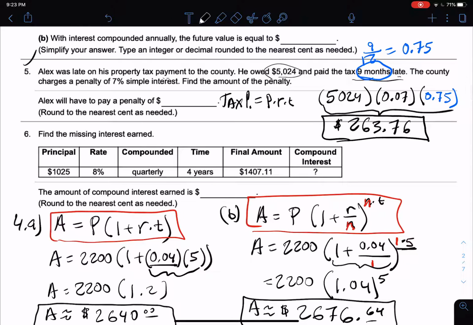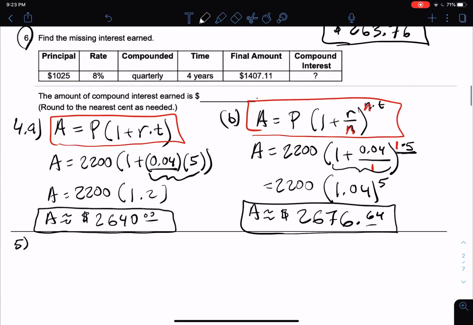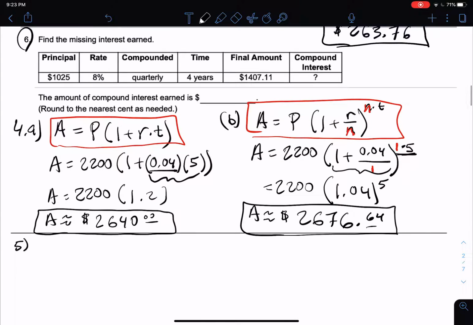So that's number 5. Check, we did number 5. Let's take a look at number 6. And I guess I didn't have to do that because 6 doesn't take as much space as I thought.